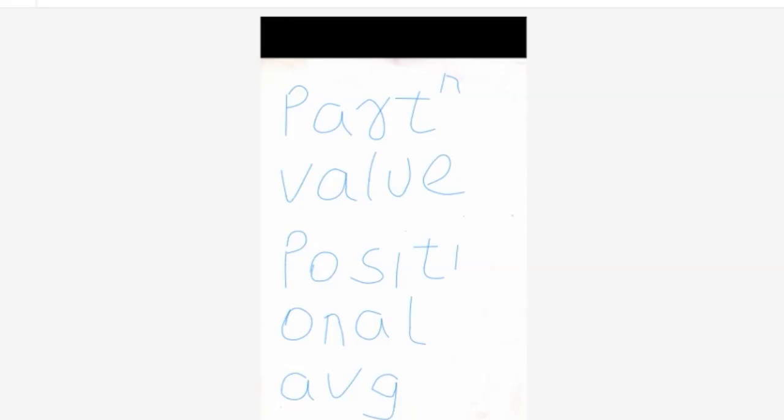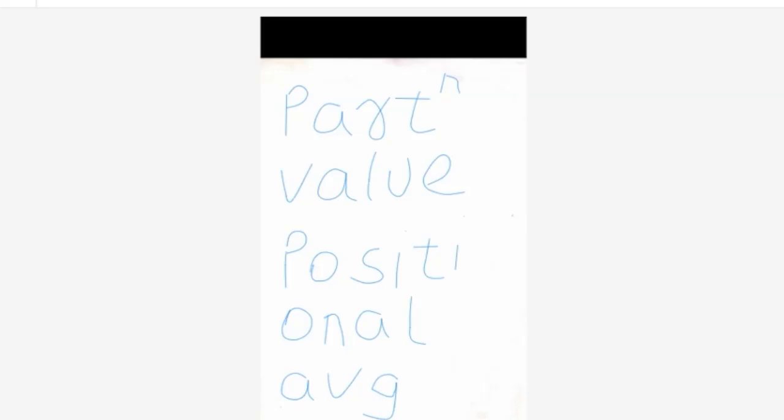Now, it should not be like this that sir said so we directly accepted it. You should know the reason why it is called a partition value, why it is called a positional average, and why it is called a graphical average. First point: median is the average which divides the distribution into equal parts, and since it divides the distribution into equal parts, on that basis it is called a partition value.